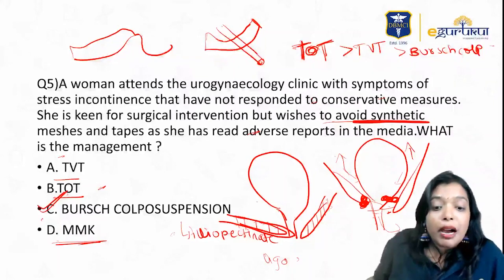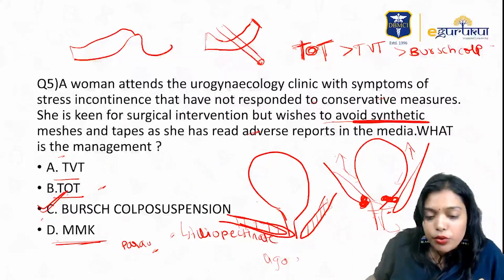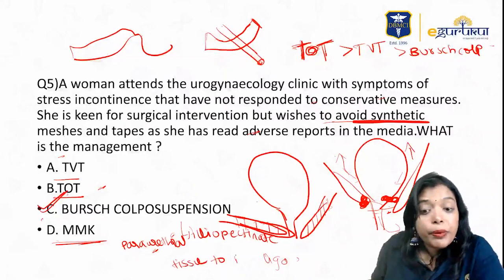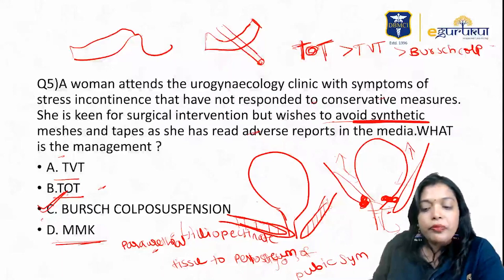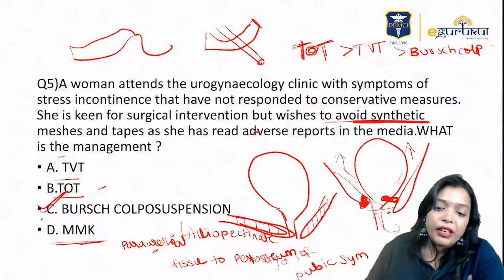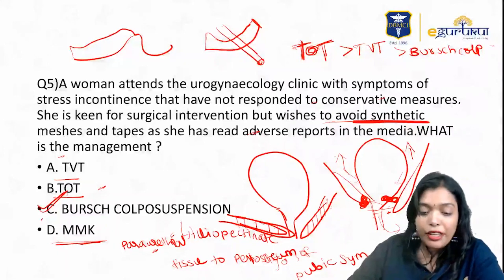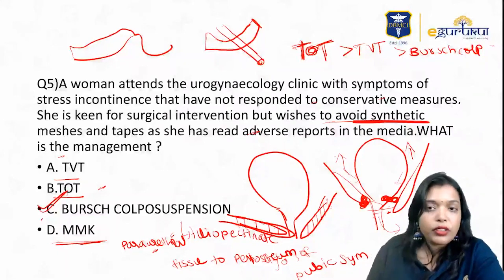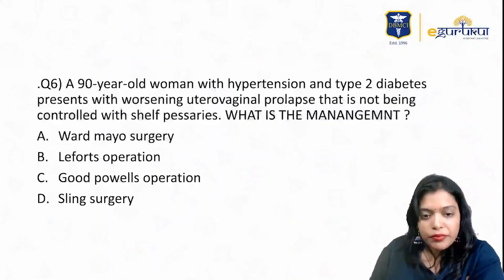Marshall-Marchetti-Krantz: here you are tying the paraurethral tissues to the periosteum of the pubic symphysis. So as you are tying it to the periosteum of the pubic symphysis, there is a side effect of periosteitis. Okay. Let's go to the next question.